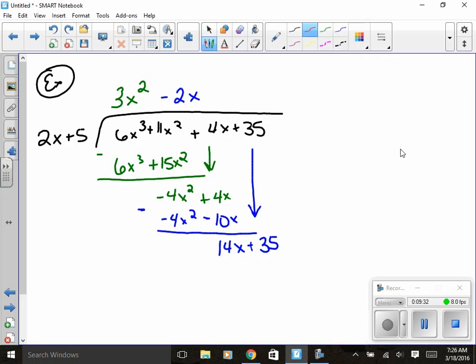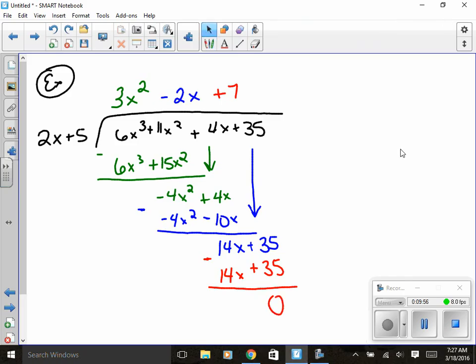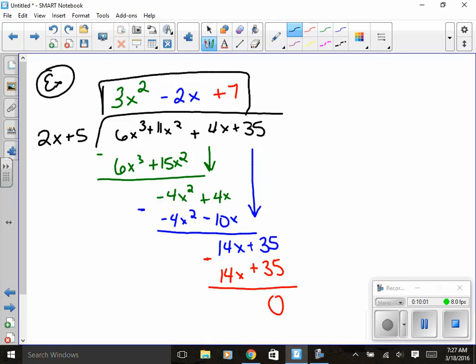So now my goal is to get that 14x again. So I've got 2x on the far left. In order to get 14x, it's going to be a plus 7. And then I need to distribute that 7 to the 5. Double checking here, positive times positive gives me a positive 35. I'm going to go ahead and subtract, and I get a remainder of 0. So my final answer is then 3x squared minus 2x plus 7.